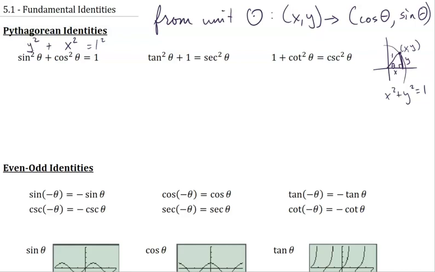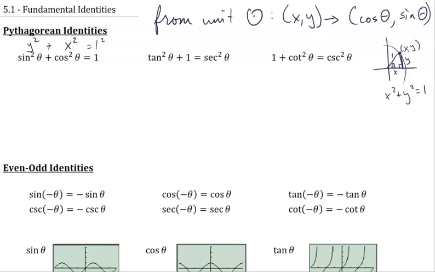It comes from the fact that we have a right triangle in the unit circle, and we can replace our x and y coordinates, the two legs of the triangle, with sine theta and cosine theta, and then the hypotenuse is 1. So this is our a squared plus b squared equals c squared Pythagorean relationship, but written with trig functions. Okay, now, from this first Pythagorean identity, we can get to the other two.